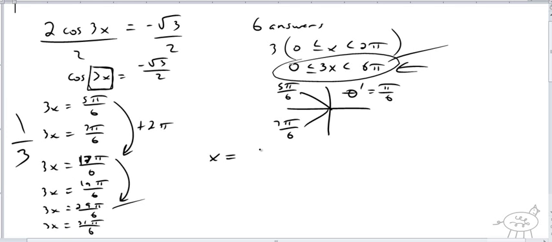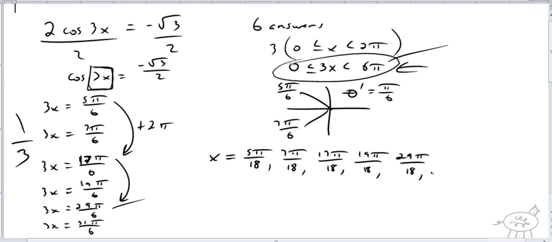So I get x is equal to 5 pi over 18. They're all over 18 now. 7 pi over 18. 17 pi over 18. 19 pi over 18. 29 pi over 18. And 31 pi over 18.